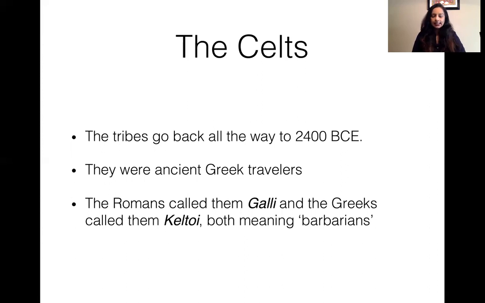So who are the Celts? The Celts are actually ancient Greek travelers, and the Romans called them Galli, and the Greeks actually called them Keltoi, and both Galli and Keltoi actually mean barbarians. So they were not very liked by, say, the Romans or the Greeks, and they were kind of migrant travelers, right? They would move from one place to the other, they would invade different places, and they're a very old tribe. They go back all the way up to 2400 BC.